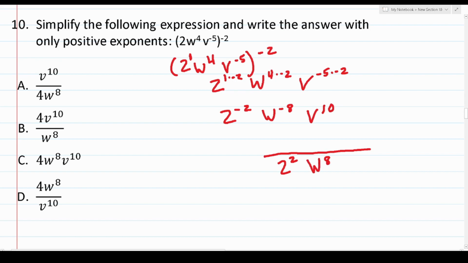And then since this v to the 10th is positive, we don't have to move it at all. We'll just place it in the numerator of this fraction bar. Let's go ahead and do one more thing. Let's expand 2 squared. Again, 2 squared is the same as 2 times 2, which is 4. So this is v to the 10th over 4w to the 8th.